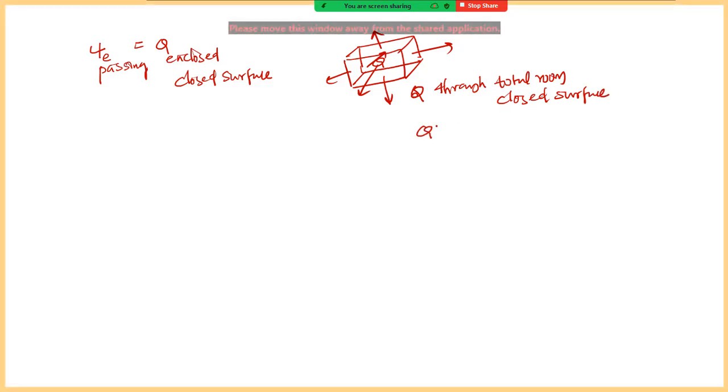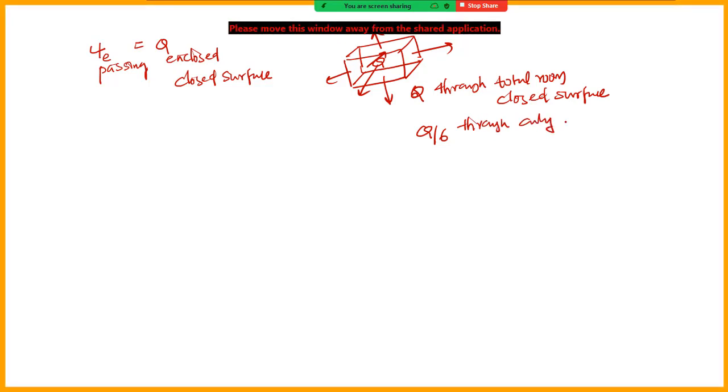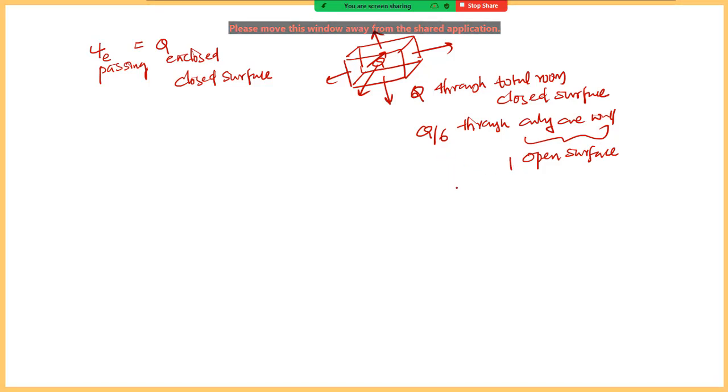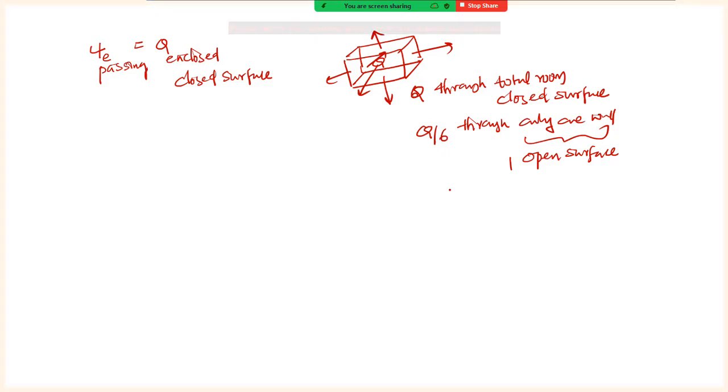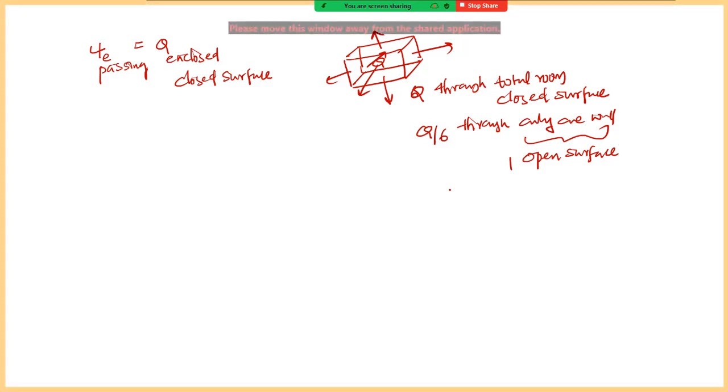But if you consider only one wall, q by 6 through only one wall. That means only one wall, technically we can say it is an open surface. Through only one open surface, the electric flux passing is q by 6. If you take two walls, two open surfaces, you will have 2 q by 6. Okay, 3 q by 6, 4 q by 6, 5 q by 6, 6 q by 6. That means 6 surfaces means we are considering the total closed surface. Okay, total room we have considered. So q amount of electric flux is passing through that. So this is what we have to analyze.